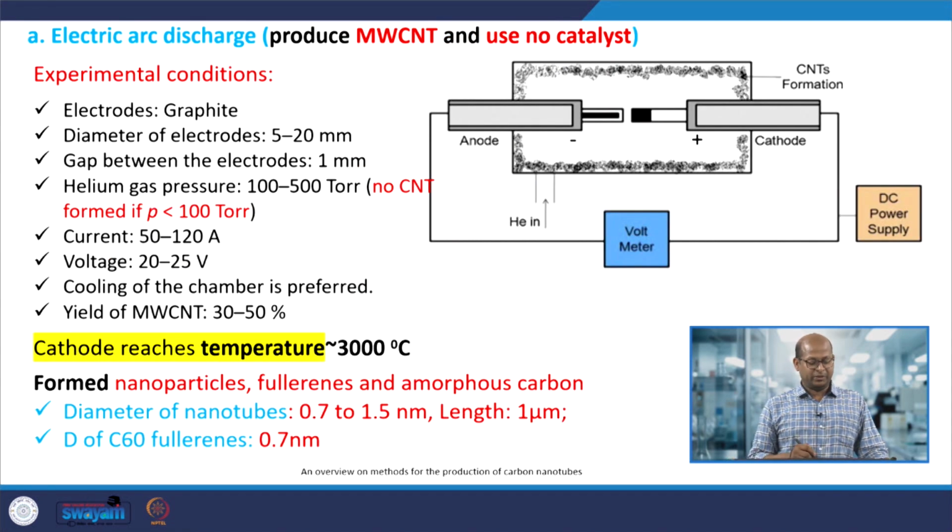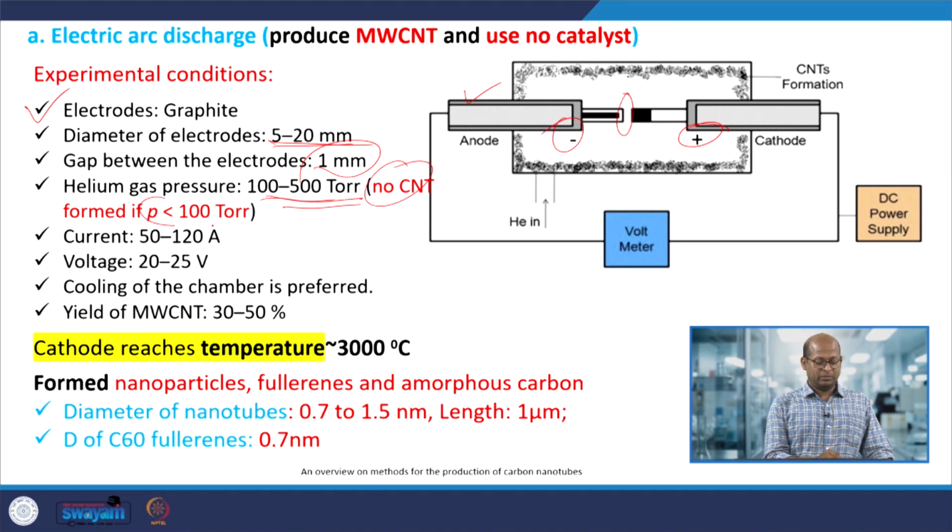So here are the experimental conditions. Here is the positive electrode, here is the negative electrode. The electrodes we have to take as graphite, with a diameter of 5 to 20 mm, and the gap in between the two would be 1 mm. Here we can create a high vacuum, 100 to 500 torr. If the pressure is less than 100 torr, then we cannot develop CNT. So you have to maintain a sufficient helium gas pressure in this particular chamber. Okay. Current and voltage we have to use within that range.